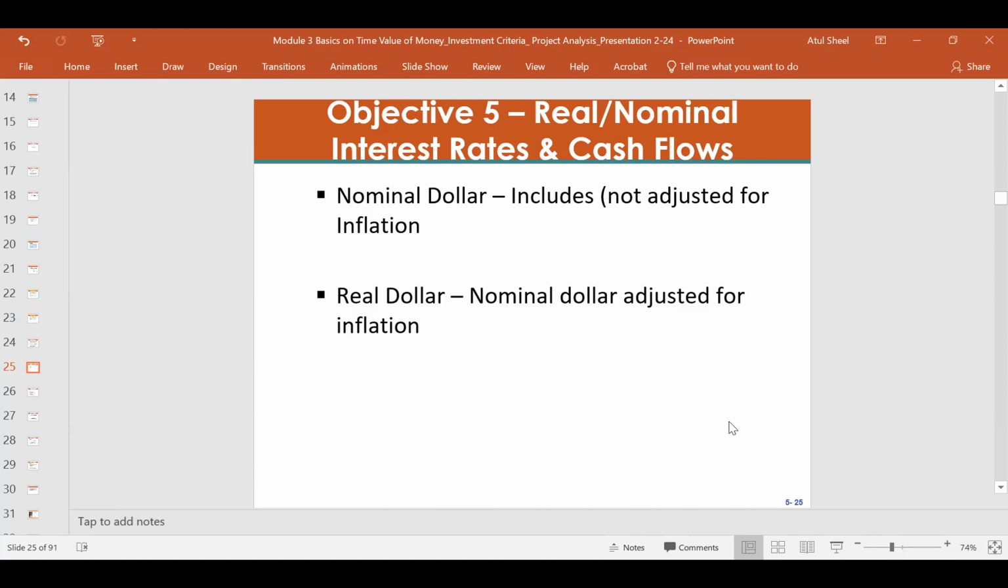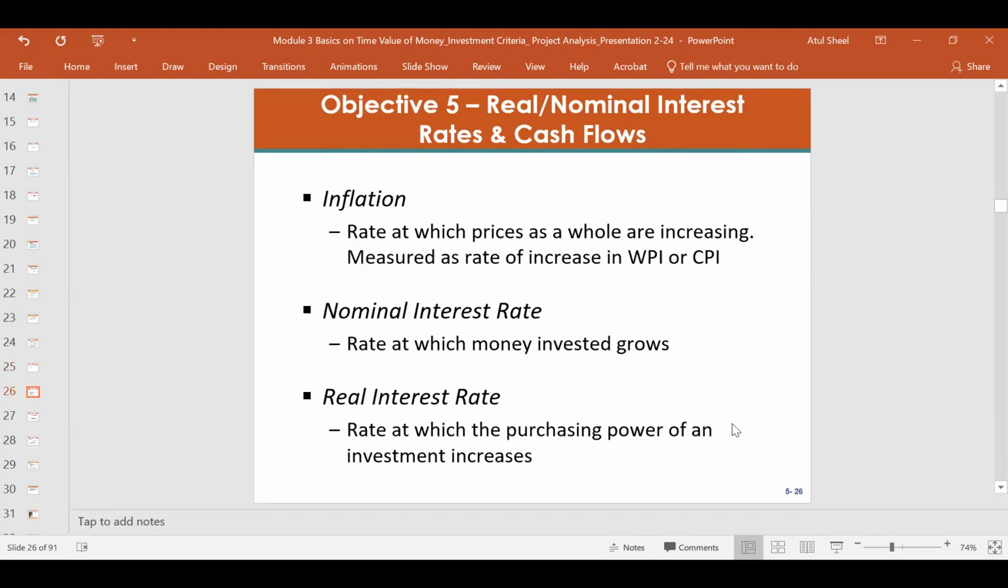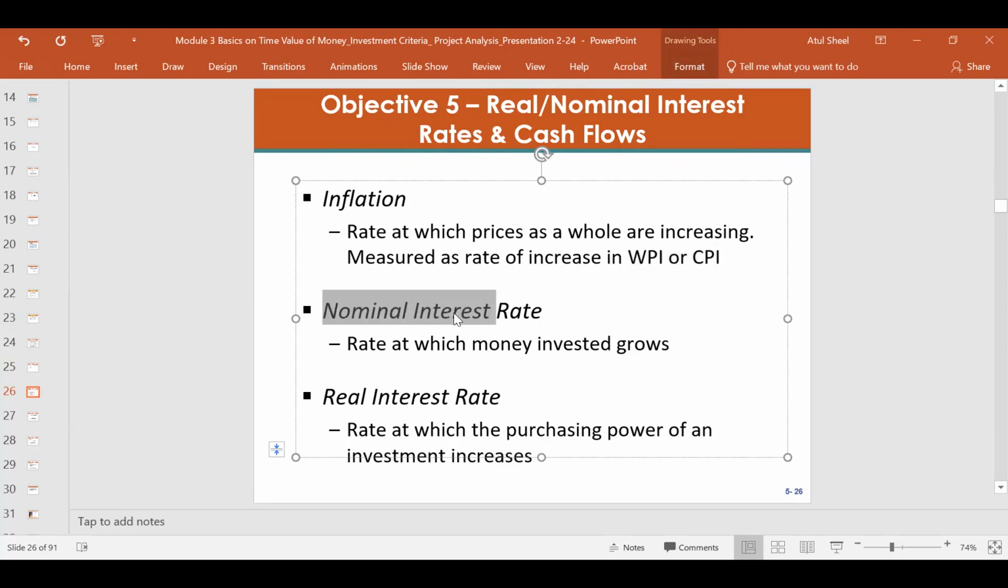So when you adjust things for inflation, and we all know the definition of inflation, the rate of increase in the wholesale price index or consumer price index. That is the inflation. And the nominal interest rate is the rate at which your money invested grows, and it is not adjusted for inflation. And the real interest rate is adjusted for inflation. It is the rate at which the real purchasing power of your investment increases.